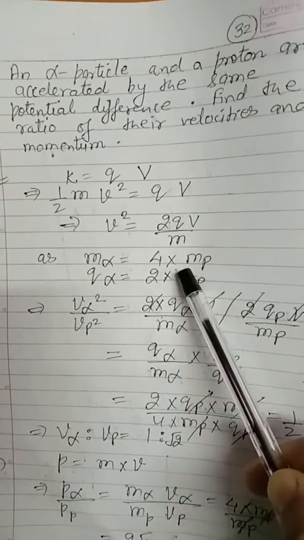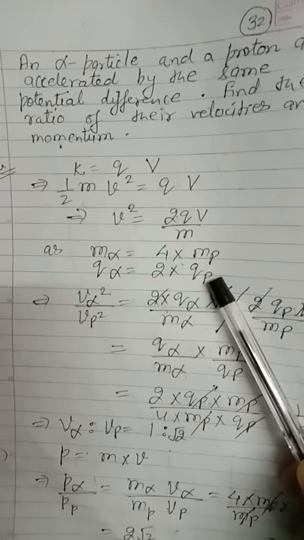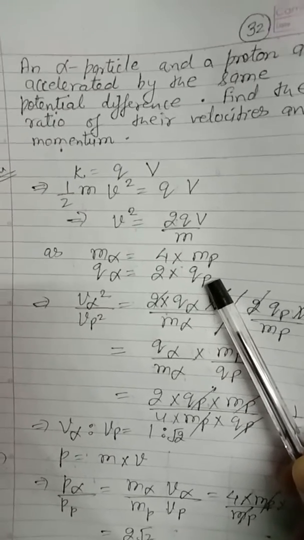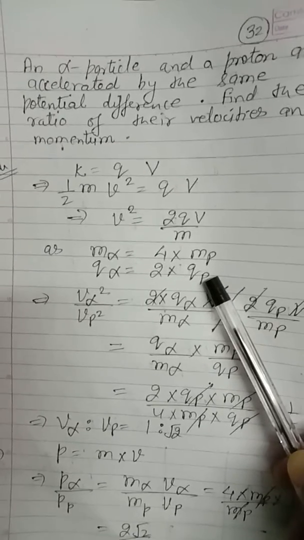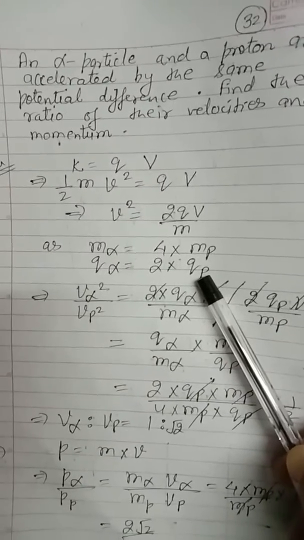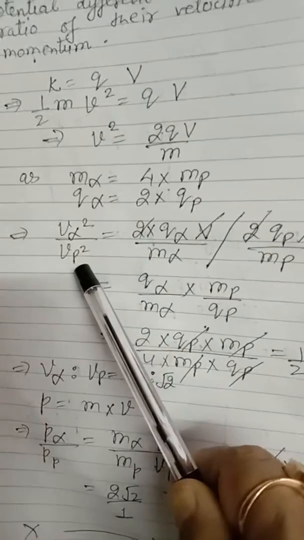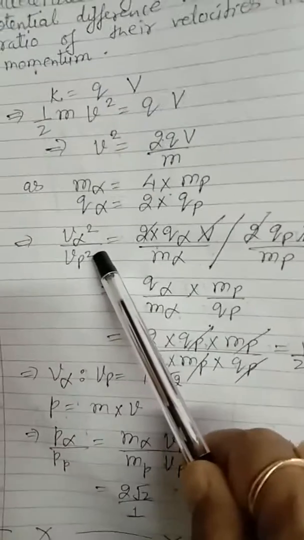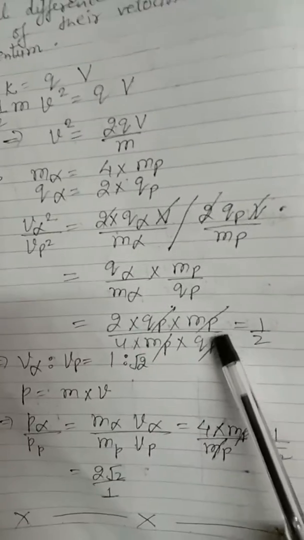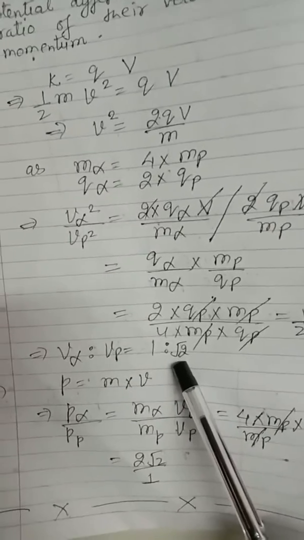If we take the mass of the proton as mp and the charge of the proton as qp, then the mass of the alpha particle is 4 times the mass of the proton because it is 2He4, and the deuteron is 2 times the mass of the proton. The charge of the alpha particle is 2 times the charge of the proton, whereas the charge of the deuteron is the same as that of the proton. Substituting the values, we get the velocity of the alpha particle and the velocity of the proton squared, and calculating, we get V alpha upon Vp is 1 upon root 2.